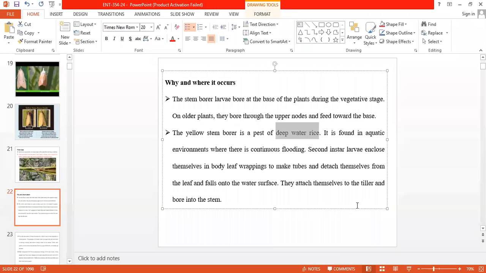So it is found in aquatic environments where there is continuous availability of water or continuous flooding. Second instar larvae enclose their body in a leaf wrapping to make tubes, detach themselves from the leaf and fall onto the water surface, and thence they enter into the stem.